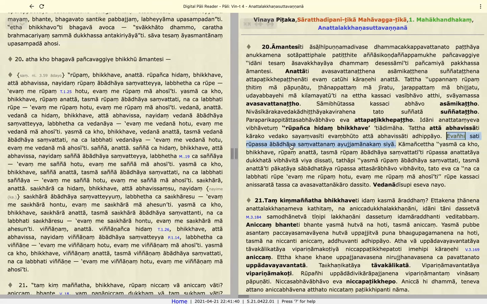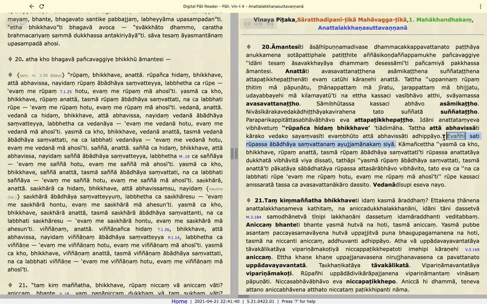Rūpañ ca hidaṁ bhikkhave attā abhavissa. Because of this, instead of this sentence, the second commentator uses evaṁ hi sati. Therefore, evaṁ sati, when the form is self, the affliction or pain of form, ayujjamānakaṁ siyā, would it not be suitable? Would it not be possible? Yes, ayujjamānakaṁ is the negative. Because of this explanation, we need to understand that the original Pali ca is to be taken as a conditional clause.